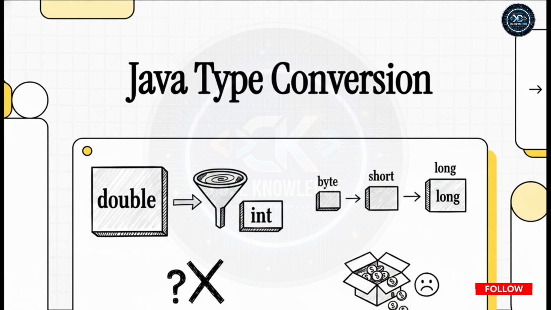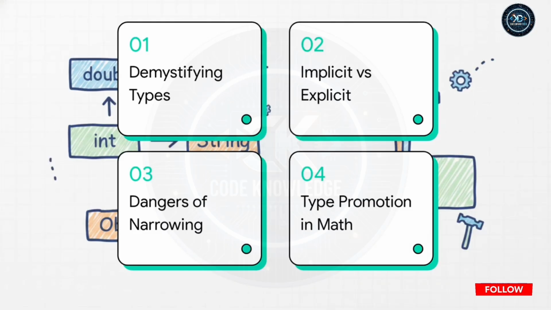Think of data types as boxes of different sizes. Today, we're learning the actual physics of moving stuff between those boxes. So here is our roadmap for today. Number 1, we're demystifying type conversion. Number 2, implicit versus explicit casting. Number 3, the dangers of narrowing. And finally, number 4, type promotion in math.